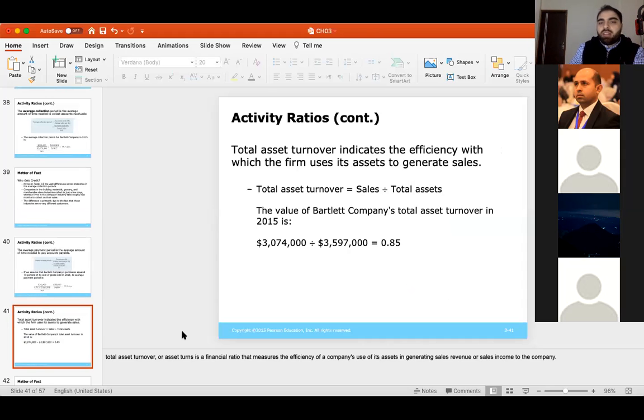Now we have the total assets turnover, which is one of the most important ratios as well. We divide the sales by the total assets. We can obtain the sales from the net income statement, while the total assets we can collect from the balance sheet. It is a financial ratio. The assets turnover measures the efficiency of a company's use of its assets in generating sales or revenues or income.